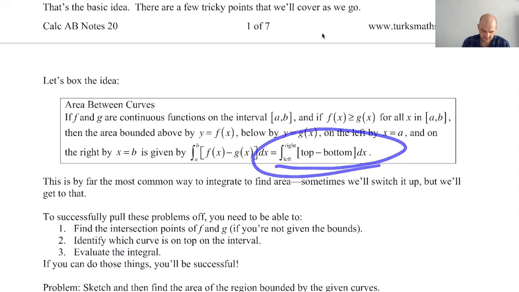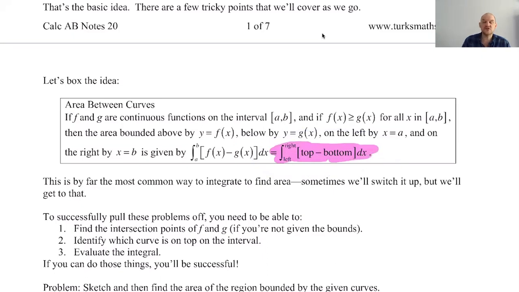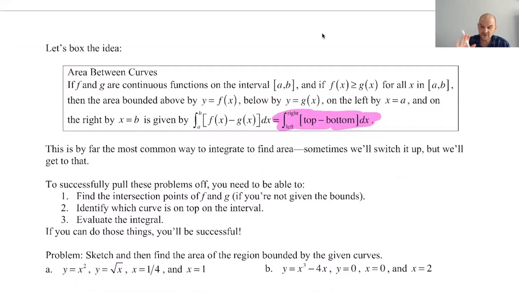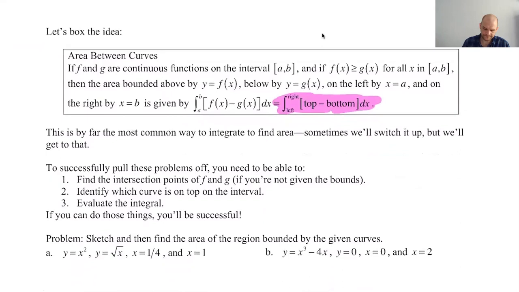This is what I always think of. So it's the integral of top take away bottom from left to right. That's it. That's all you got to do. Integral of top take away bottom from left to right. And that's going to give you your answer, right? So these are the most basic type. There are a lot of little things, but this is the idea. If you're integrating with respect to x, it's going to be top take away bottom from left to right.